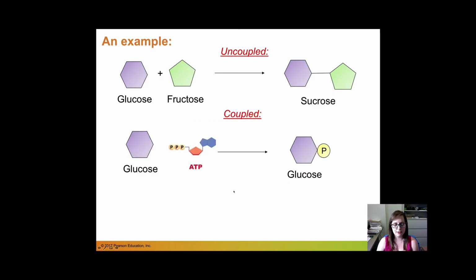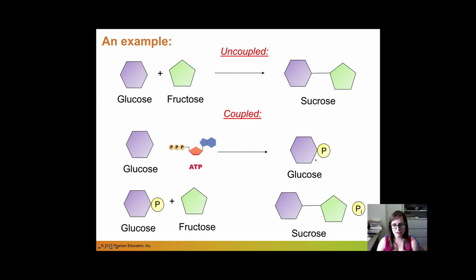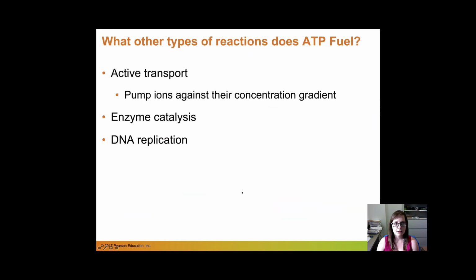So what does that look like? One of these phosphate groups is going to be transferred to glucose, and so glucose is phosphorylated. This phosphorylated glucose has higher potential energy, and so it can combine with fructose in an energetically favorable manner. So this reaction has an overall negative delta G.